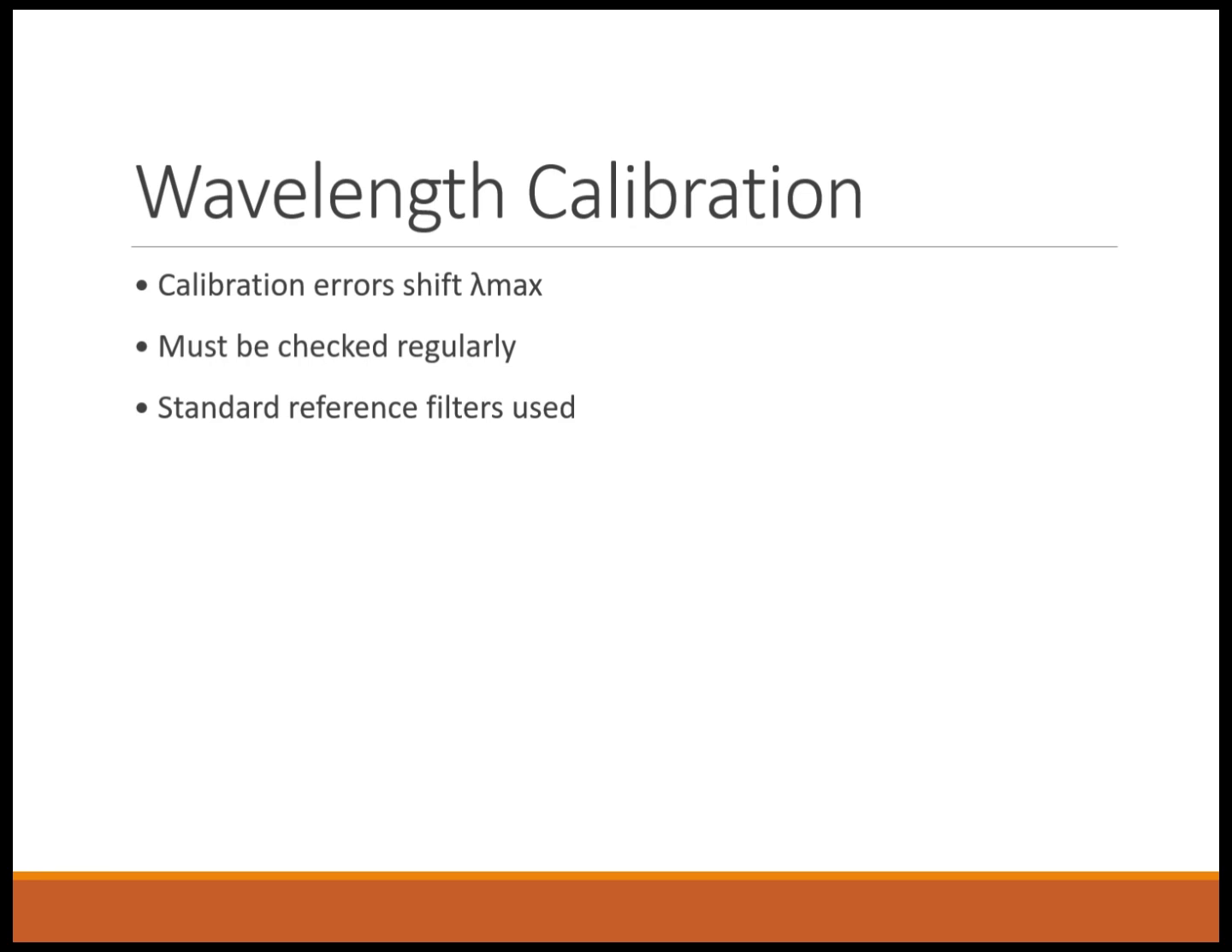Wavelength calibration. Inaccurate wavelength calibration leads to wrong lambda max values. Calibration is performed using aluminum oxide filters or standard solutions. This ensures correct and reproducible measurements. Any instrument can be calibrated by using the standard reference filters. So wavelength can be calibrated.